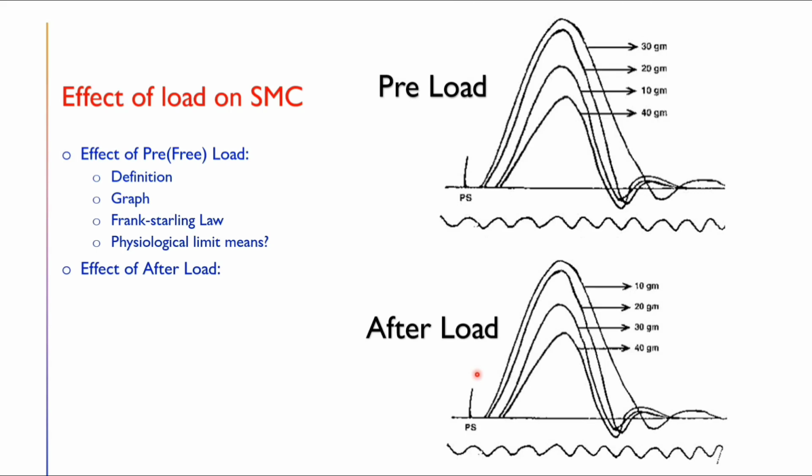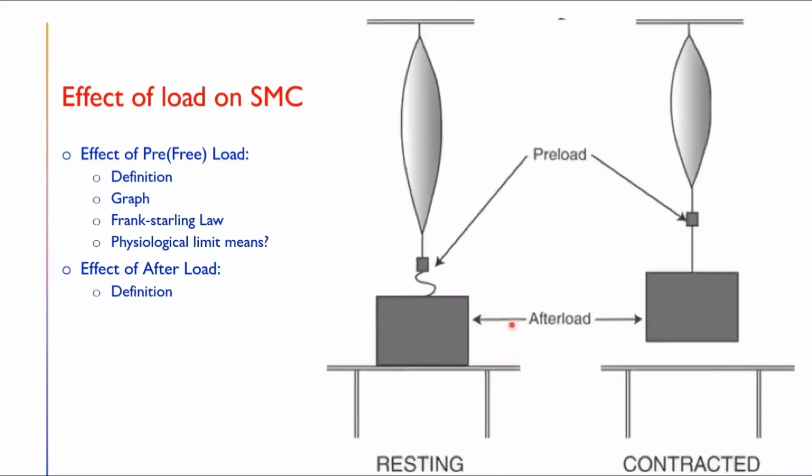Now what is the effect of afterload? Okay, so first the definition of afterload. Afterload means it is a loading of the muscle after contraction. Okay, so here if you see, this is a preloaded condition. This small weight is stretching the muscle. This is a preload, but this bigger one is not being stretched.